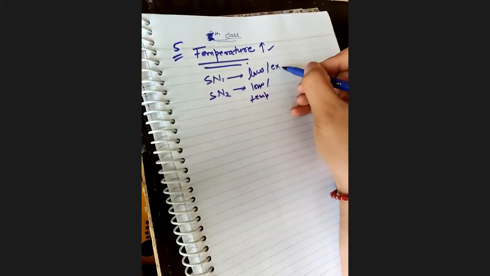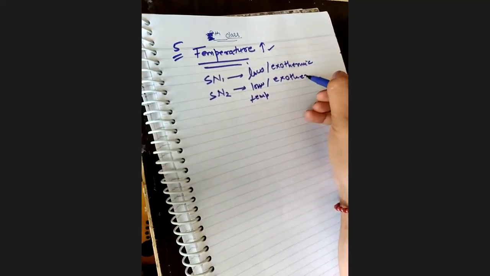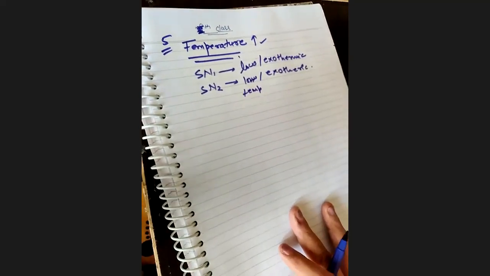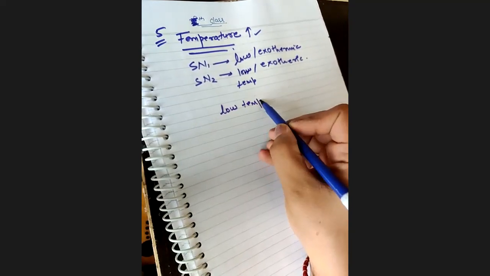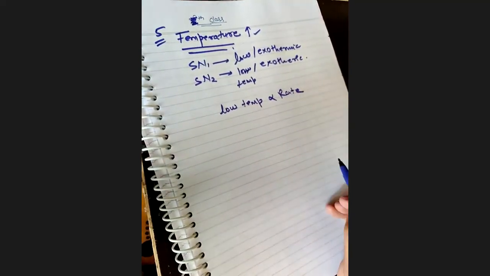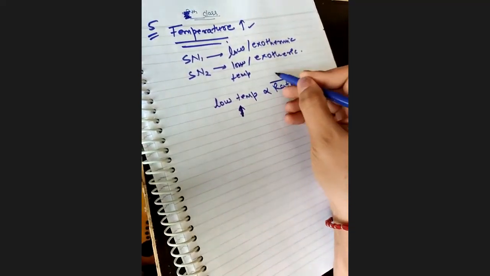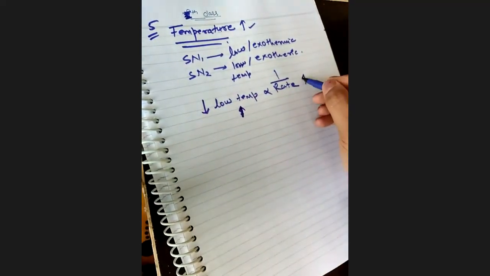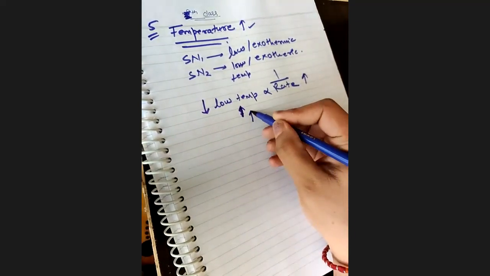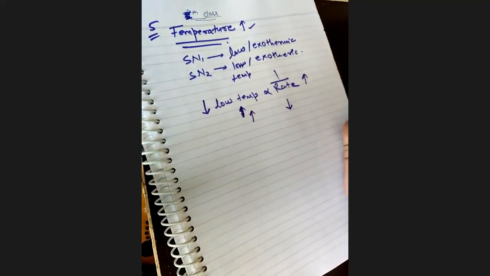And apart from this, both are exothermic reactions. Clear? So low temperature is related to the rate of reaction, but inversely. If you lower the temperature, the rate of reaction will increase. If you increase the temperature, the rate of reaction will slow down. So they are inversely proportional to each other. The lower the temperature, the faster the reaction rate.